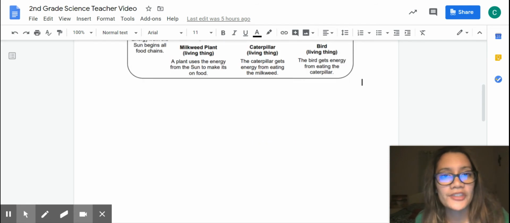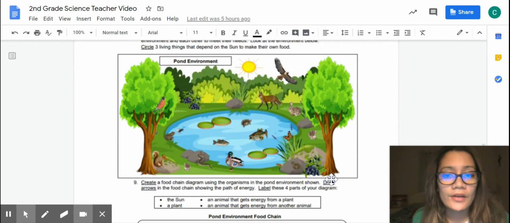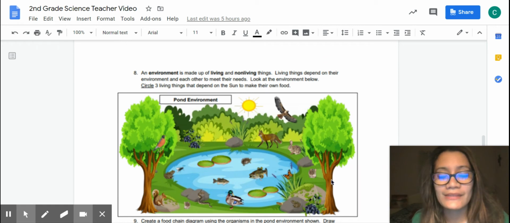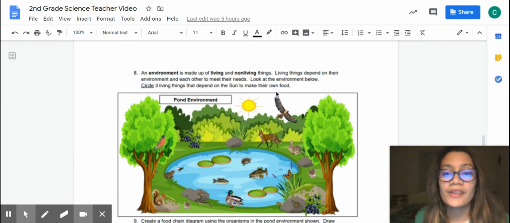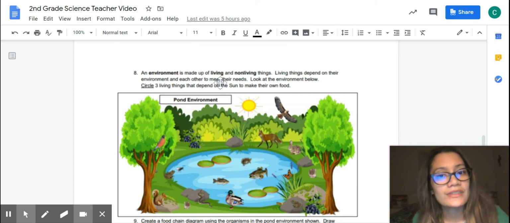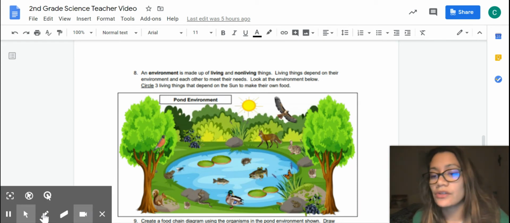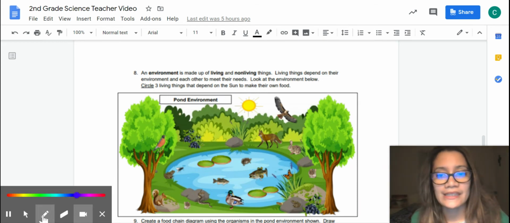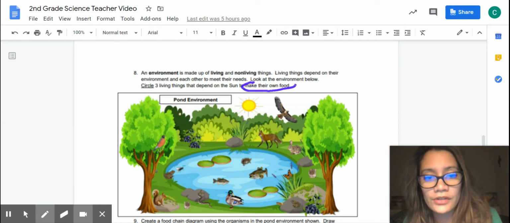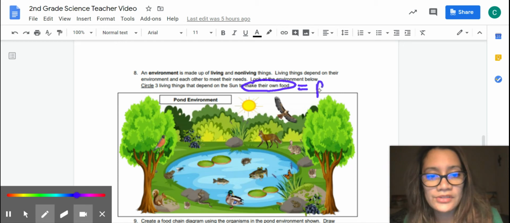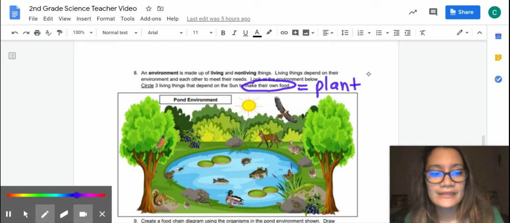Now let's go on to page 106. So remember that an environment is made up of living and non-living things. Living things depend on their environment and each other to meet their needs. Look at the environment below. Circle 3 living things that depend on the sun to make its own food. So what that means is when you see make its own food, that equals a plant.